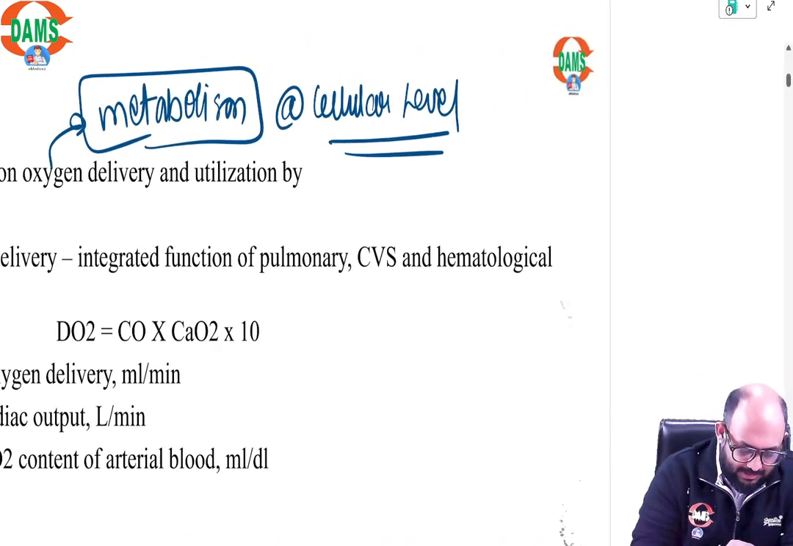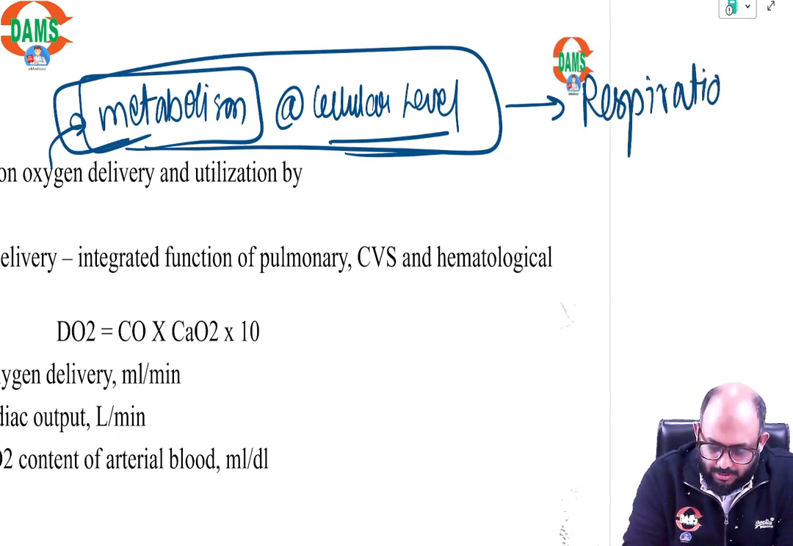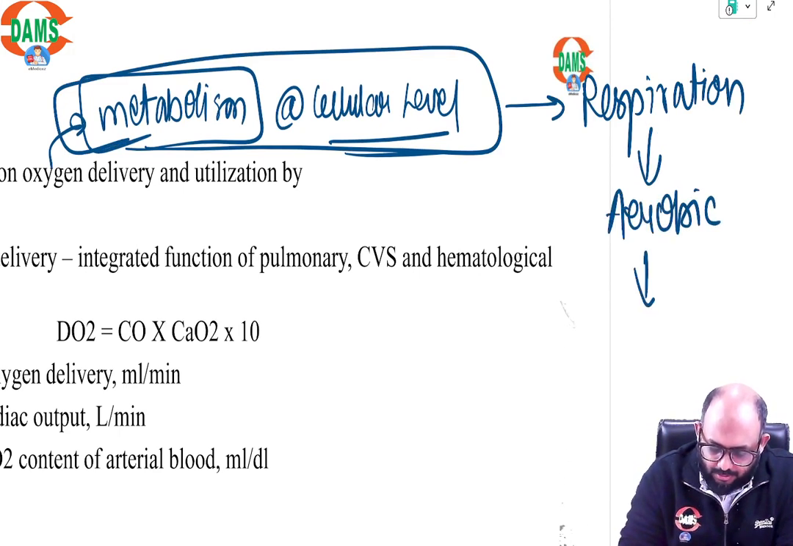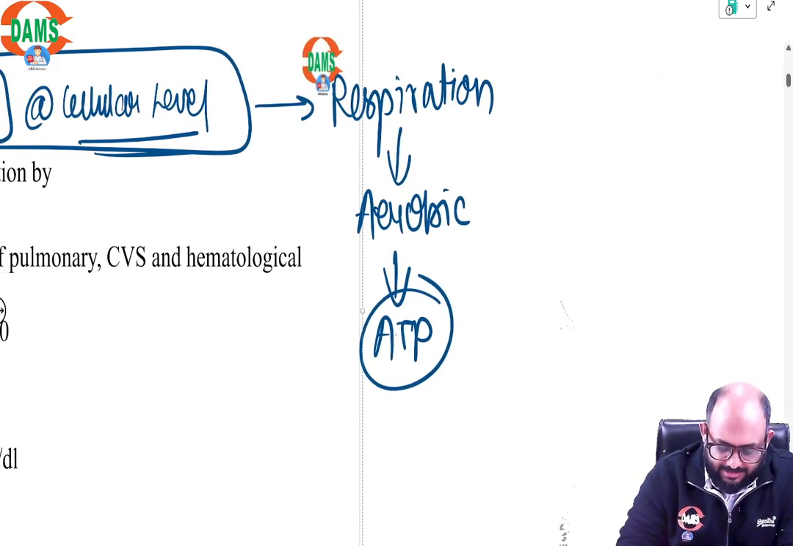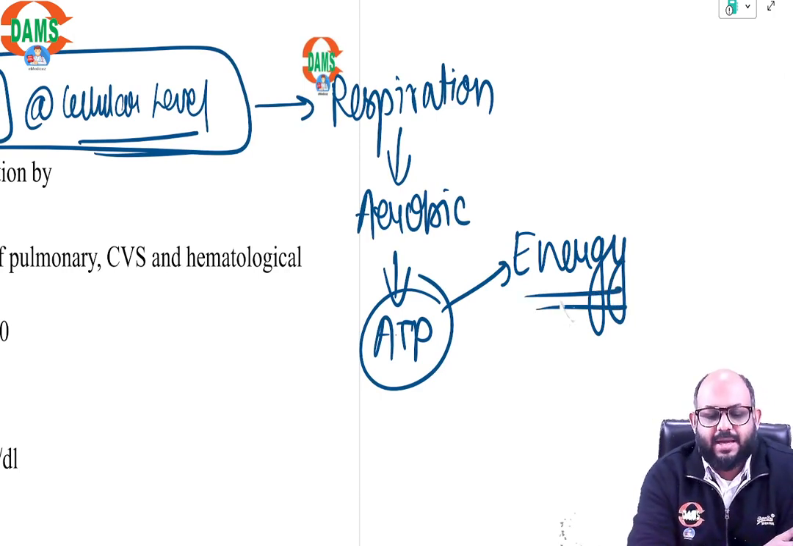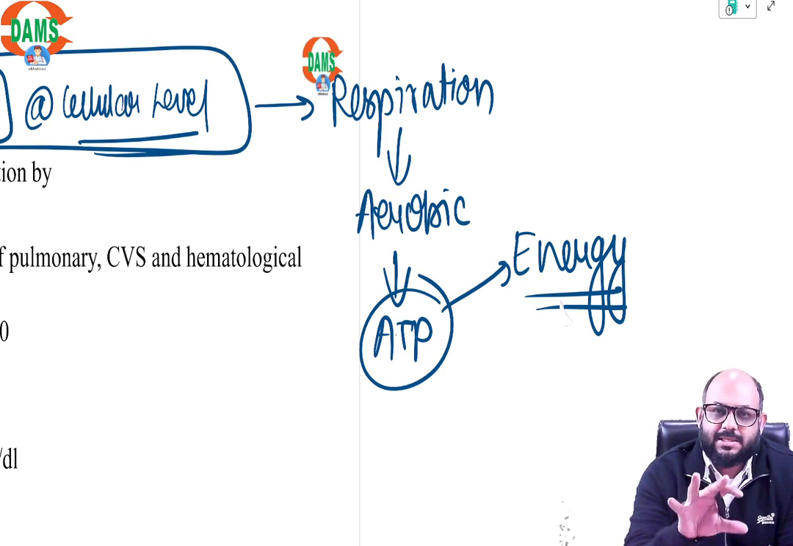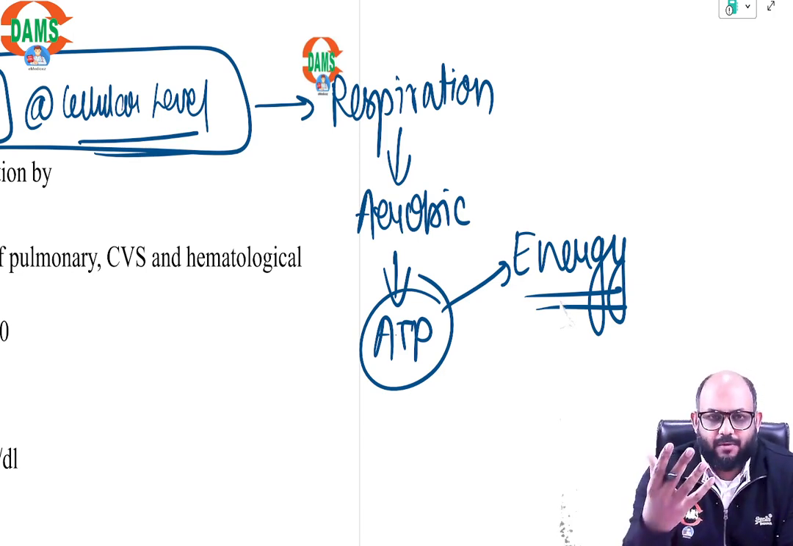So if oxygen is present, the type of respiration that our cells show is called aerobic respiration, and the byproduct of aerobic respiration is ATP, which serves as energy for other body functions. That serves as energy for other body functions, right? This is the concept behind oxygen. Why do we need oxygen? Is it required for our sustenance?